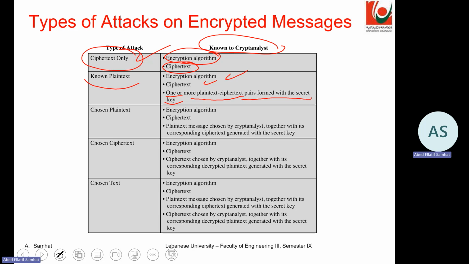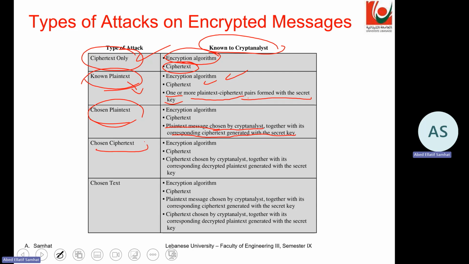So that's why we call it chosen plain text. It could be any couple of plain text and ciphertext. The third type is the chosen plain text. Here, in this case, it's a known plain text, but the plain messages here are chosen by the cryptanalyst together with their corresponding ciphertext generated with the secret key. So with chosen plain text, it's a known plain text, but the plain text and ciphertext couples are chosen by the cryptanalyst, and typically they are chosen in a way that facilitates and accelerates the attack.